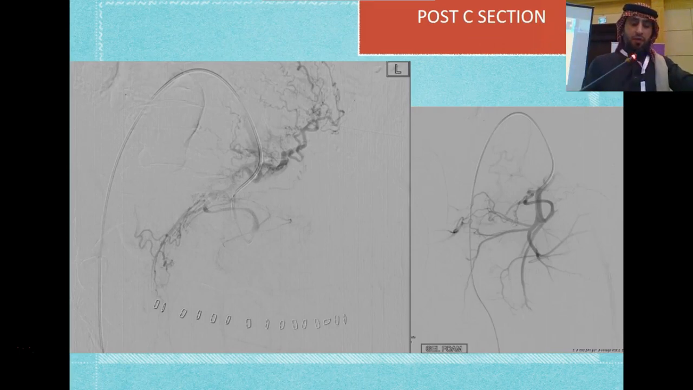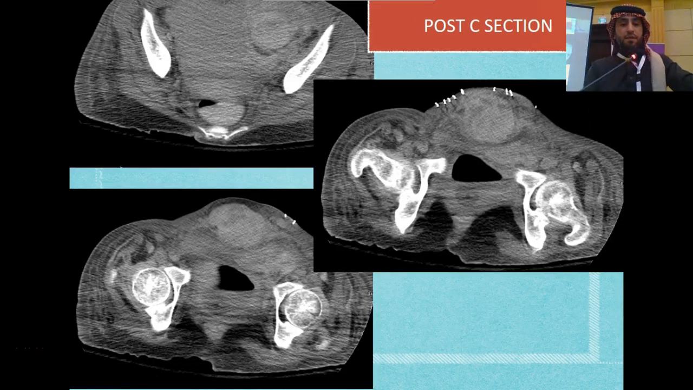So if you look at the left side, the bigger picture, there is abnormal blush indicating bleeding, and on the right side there are less arteries. This is after embolization. If you see it in the lower picture, there are clips indicating that the patient is post C-section. So immediately we stopped the bleeding in this case.